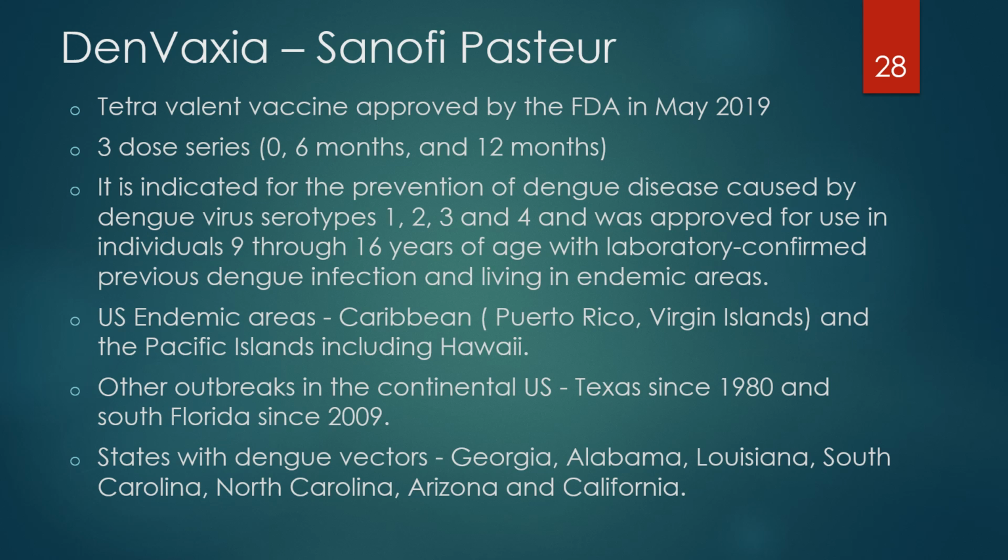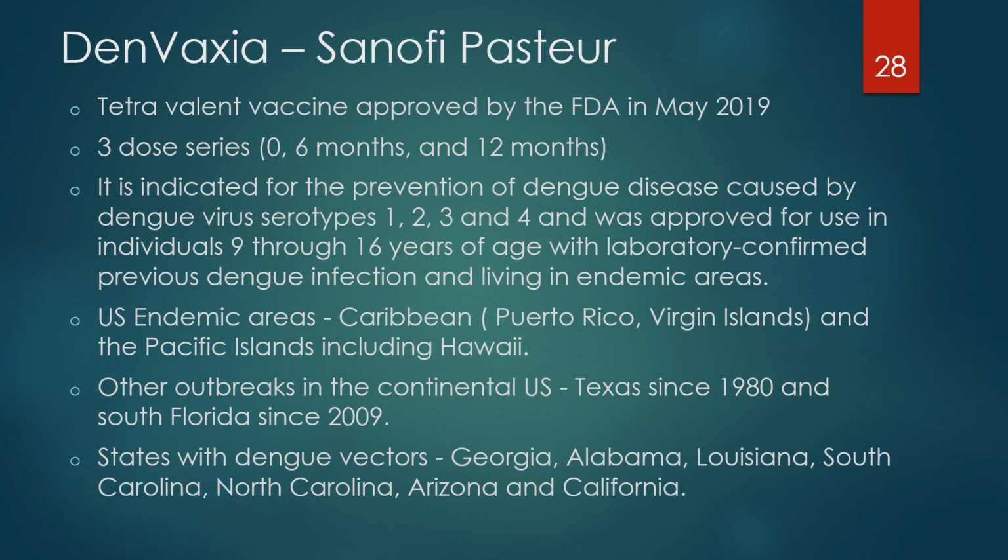Dengvaxia, a dengue tetravalent vaccine developed by Sanofi Pasteur, was approved by the FDA in May 2019. Dengvaxia is given in a 3-dose series at 0, 6 months, and 12 months. It is indicated for the prevention of dengue disease caused by dengue virus serotypes 1, 2, 3, and 4, and was approved for use in individuals 9 through 16 years of age with laboratory-confirmed previous dengue infection and living in endemic areas. This may protect those individuals from dengue hemorrhagic fever.